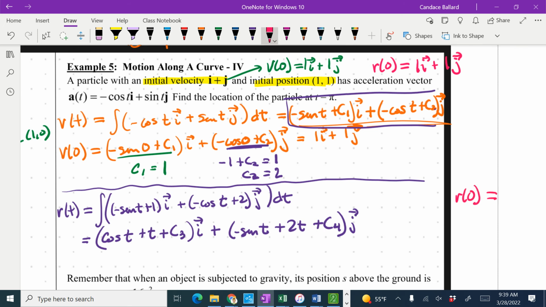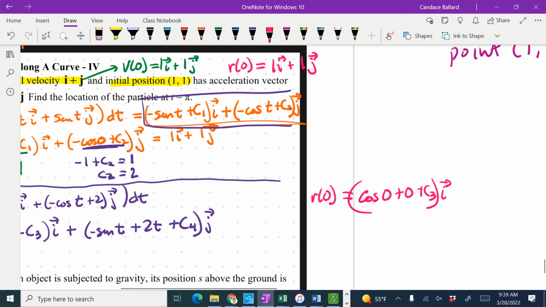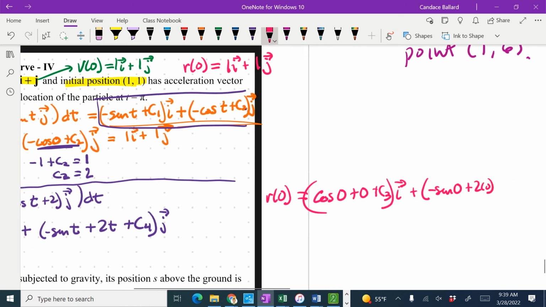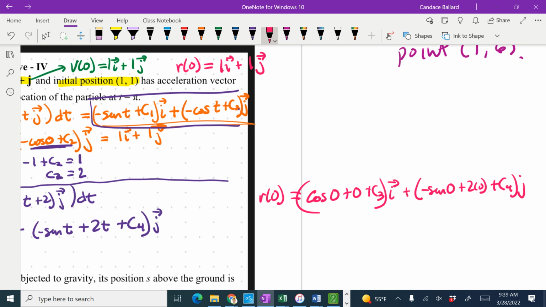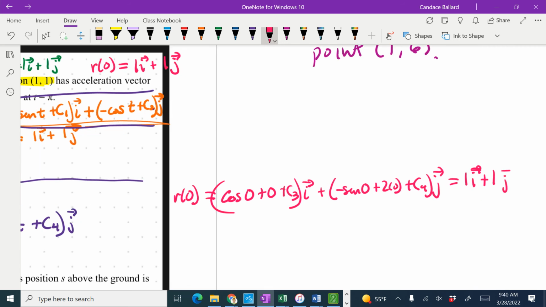So I'm going to go r of 0 equals. Anytime I see a t, I am plugging in a 0. So cosine of 0 plus c sub 3 times i plus negative sine of 0 plus 2 times 0 plus c sub 4 times j. And we know that that's going to equal 1i plus 1j. I really should be saying vector i and vector j.